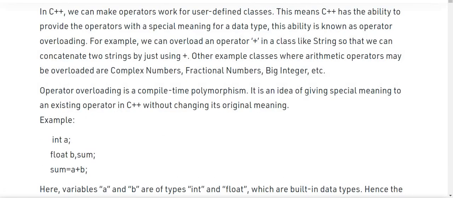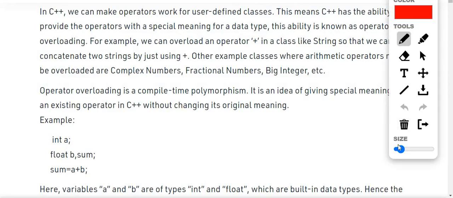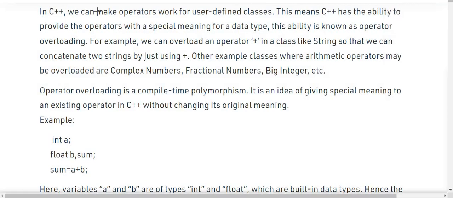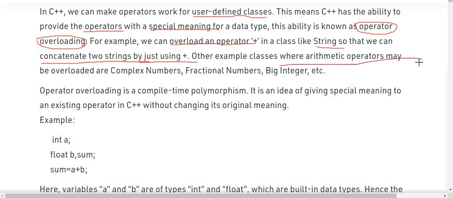Now let's see how operator overloading works in C++. In C++ we can make operators work for user defined classes. This means C++ has the ability to provide the operators with a special meaning for a data type. This ability is also known as operator overloading. For example, we can overload the plus operator in a class like string, so that we can concatenate two strings by just using the plus operator. Other example classes where arithmetic operators may be overloaded are complex number, fractional number, and big integers.